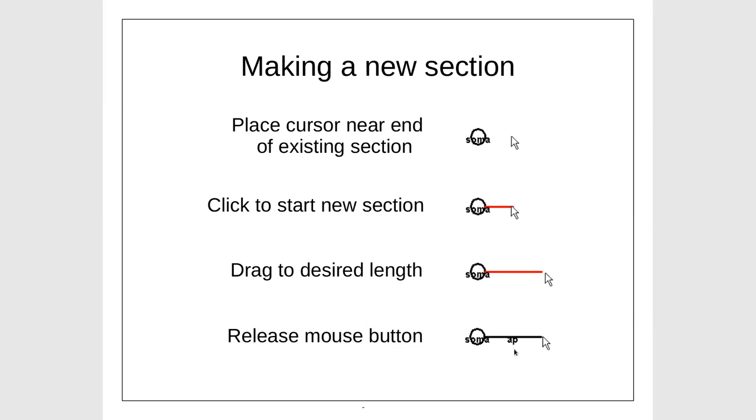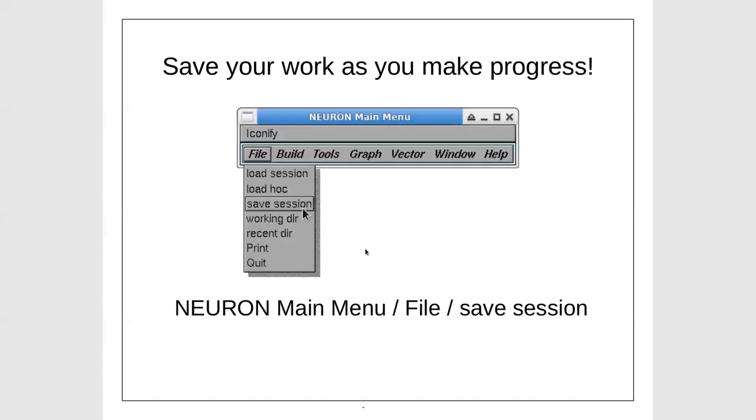Okay? So then we have to do the same for the other two branches of the apical tree. And we have to do the same thing for the basilar dendrite and the axon. Okay? And after we've done all that, we're going to want to save a session file. And we do that by clicking on File, scrolling down to Save Session in the NEURON Main Menu toolbar. And then we release that button.